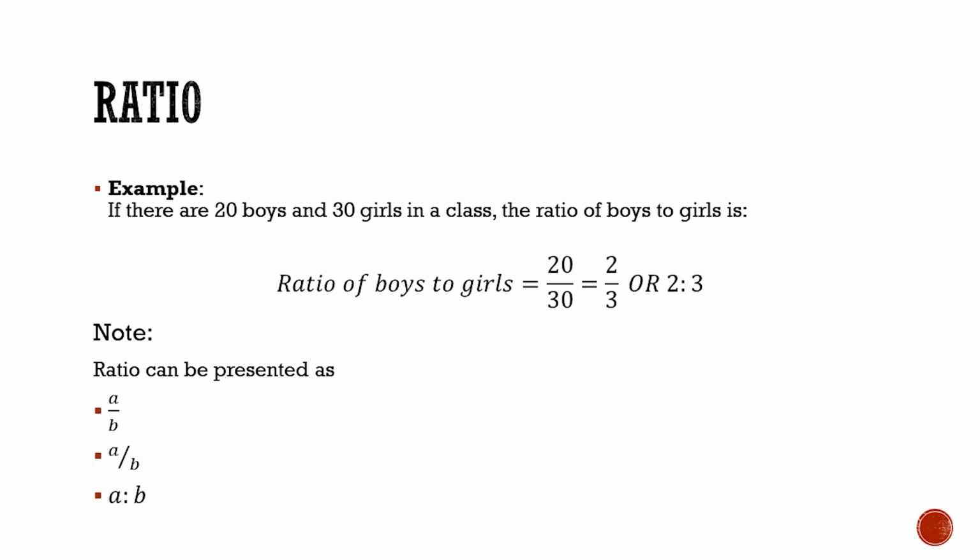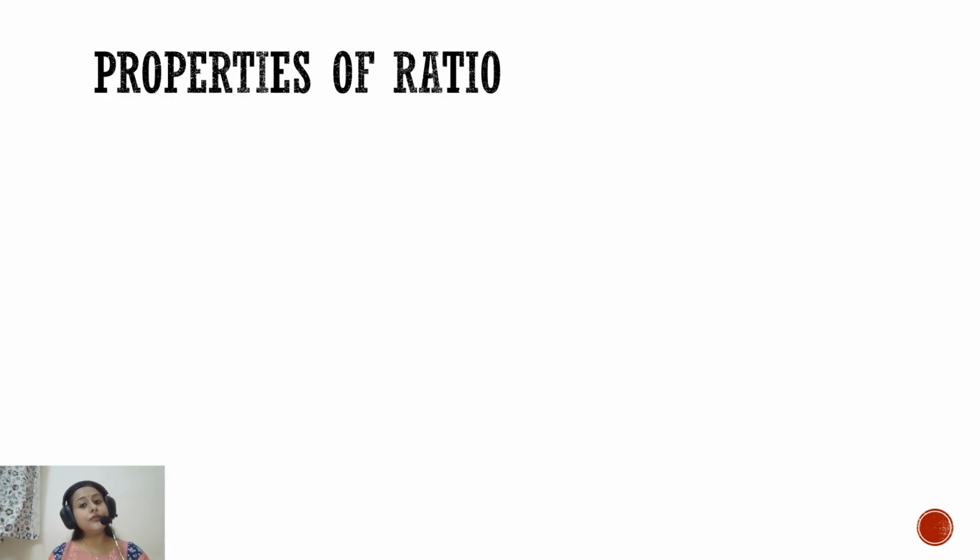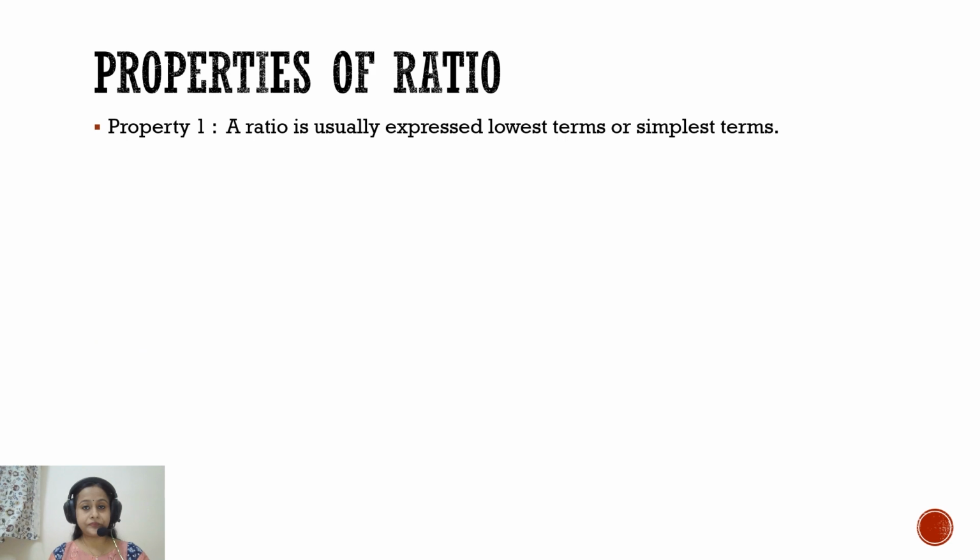Now if it was girls to boys, the ratio would have completely changed. It would have been 30:20 if I wanted to know the ratio of girls versus boys. We will explain it in more detail in the next slide. Now we will learn about the properties of ratio. There are different properties of ratio. First, a ratio is usually expressed in its lowest or simplest term, as I mentioned.